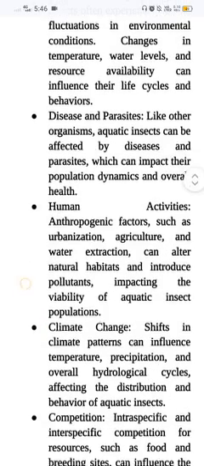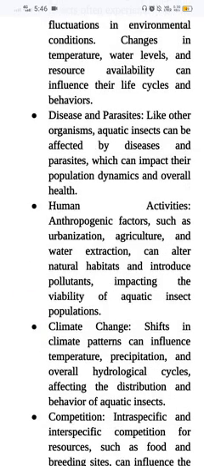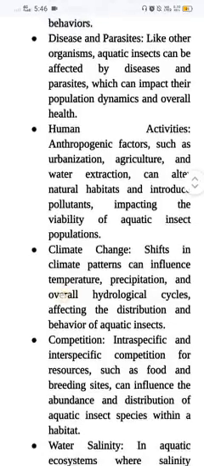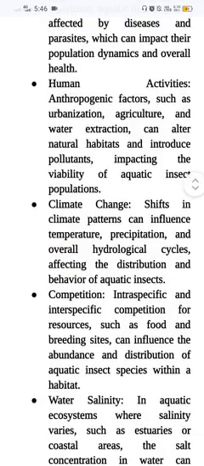Then diseases and parasites. Like other organisms, aquatic insects can be affected by diseases and parasites which can impact their population dynamics and overall health. Then human activities. Anthropogenic factors such as urbanization, agriculture, and water extraction can alter natural habitats and introduce pollutants, impacting the viability of aquatic insect populations. Anthropogenic factors are also there which influence the aquatic life of these aquatic insects.